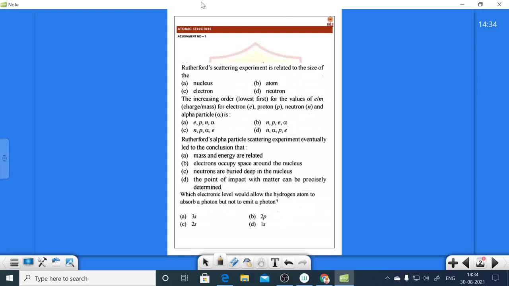Hello students. So today we are going to solve the assignment number 1 of atomic structure in our Sangharsh batch. You all very well know how you can download this assignment, and you have to solve these assignments, and then after solving them at least 3 times you can come and watch this solution video to check whether or not your method is correct. So now let's start with this first assignment of atomic structure.